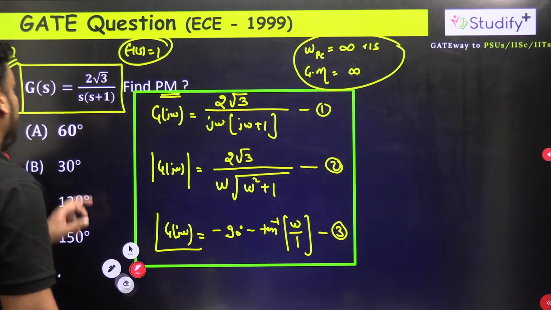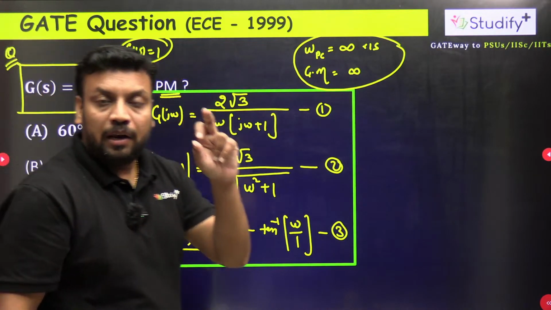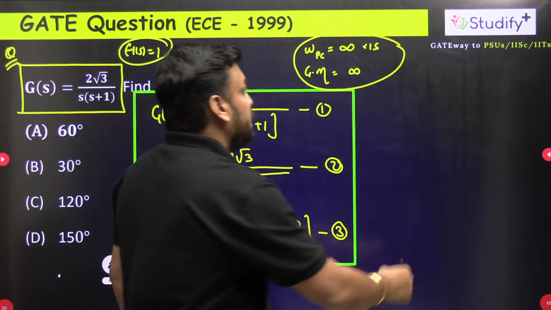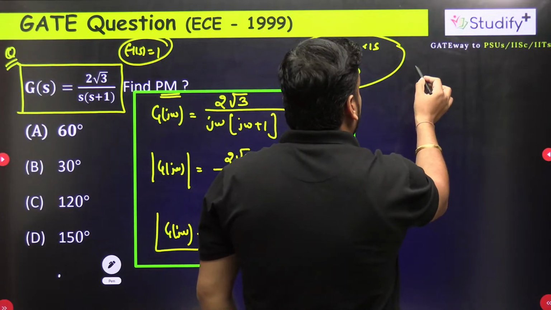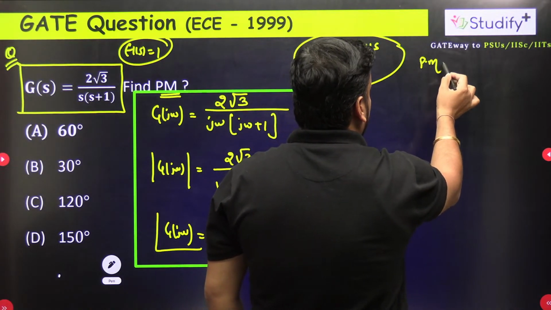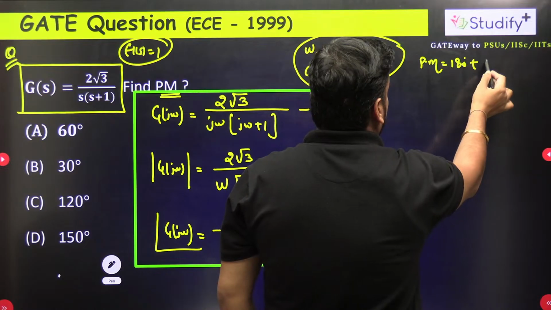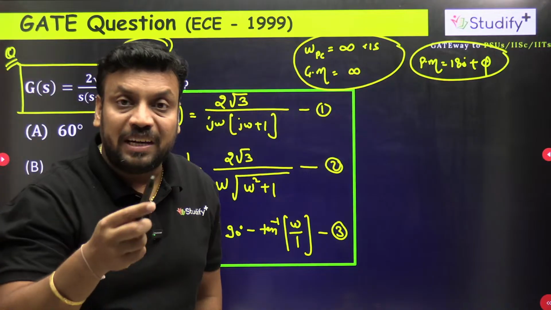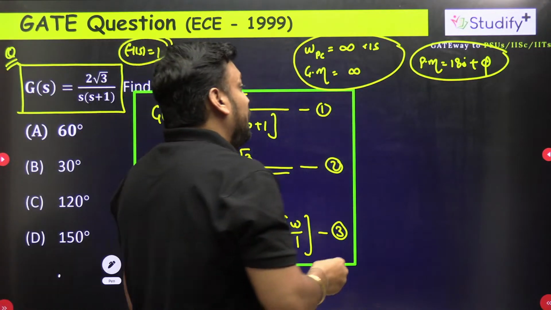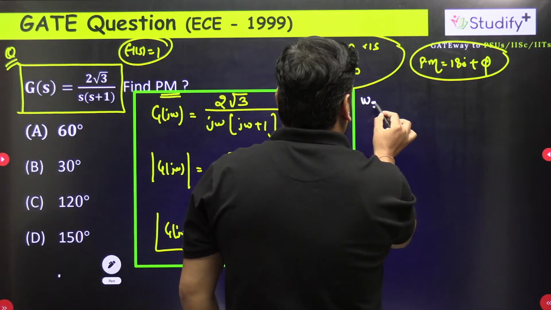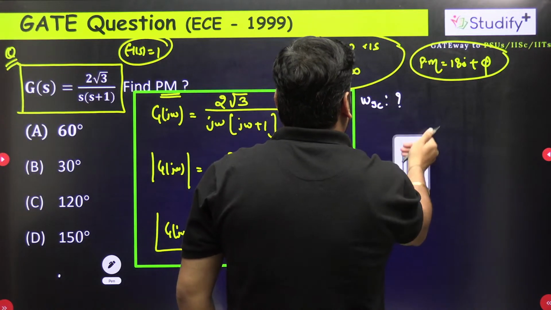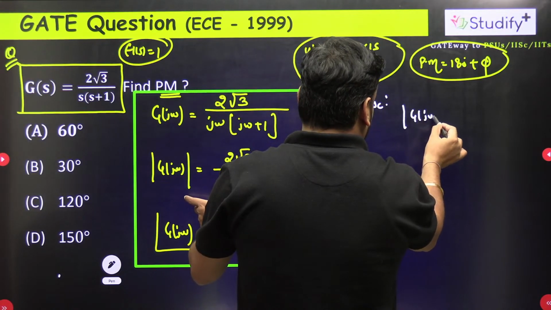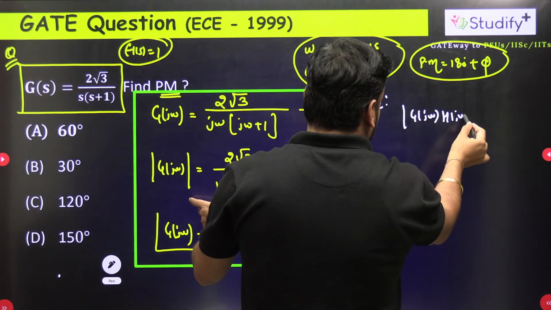Now what are we looking for? We are looking for phase margin. To calculate the phase margin, first we need to calculate omega GC. What is the omega GC definition? Now tell me, what is phase margin? Phase margin is nothing but 180 plus phi. But what is phi? Sir, the angle of G(j omega) H(j omega) at omega GC gives you phi. So first we need to find omega GC. Tell me, for the calculation of omega GC we should make the magnitude of G(j omega) H(j omega) equal to 1 here.